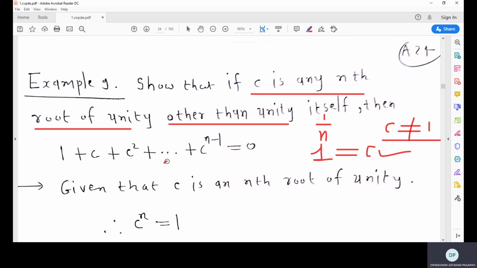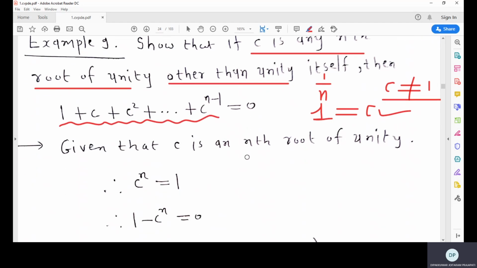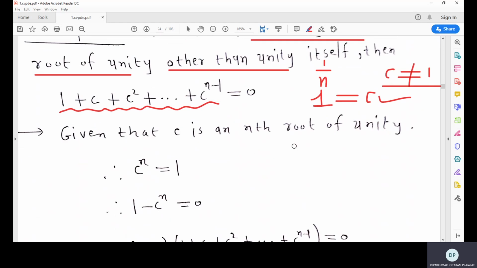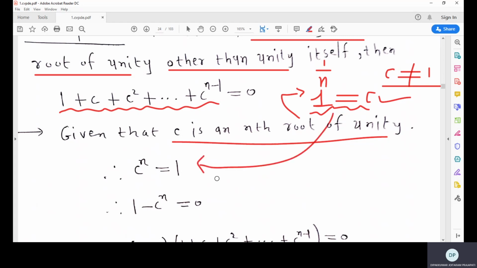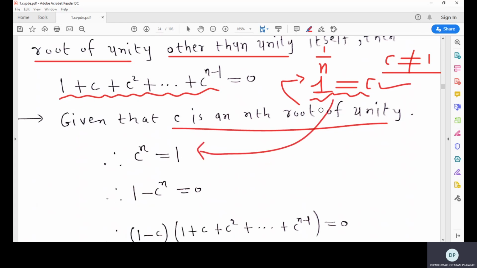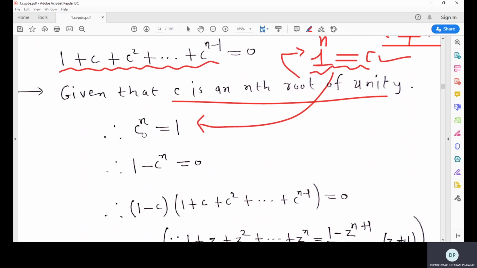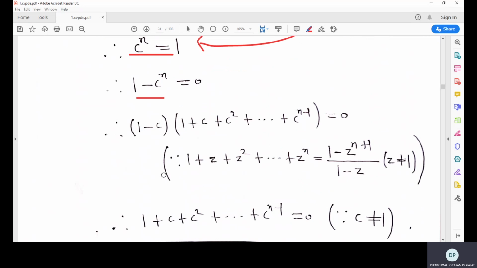This is given, and we have to show that 1 plus c plus c square up to c raised to n minus 1 is 0. So let us use the given information. Given that c is an nth root of unity, that means 1 raised to 1 by n equal to c. Now if we take the nth power on both sides, we will obtain c raised to n equal to 1. And this we can rewrite as 1 minus c raised to n equal to 0.